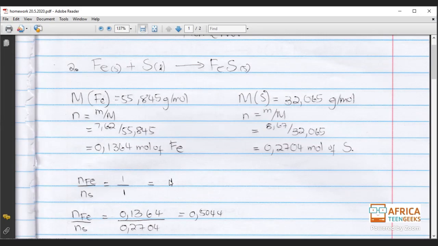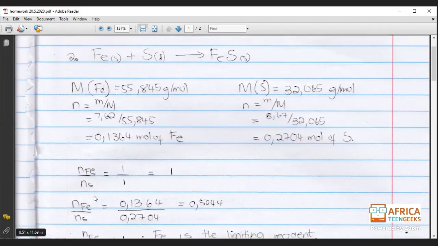So what do we know? If you calculate this ratio and it gives you a number less than 1, then our limiting reagent will be Fe. But if we do this ratio and we get a number that is more than 1, then our limiting reagent will be nS.